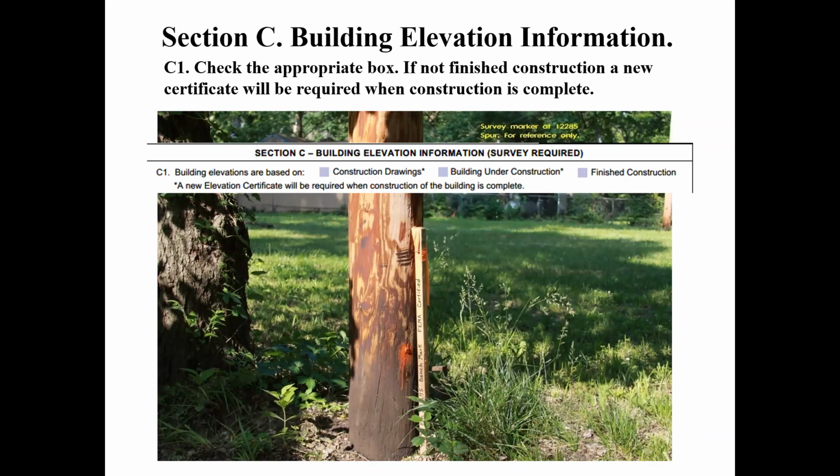Okay. So we're here to start talking about section C, first of all. So we'll start with C1. This is all of our elevation information. Section A is our building and property information, section B is our mapping information, and then section C is all of our elevation information.